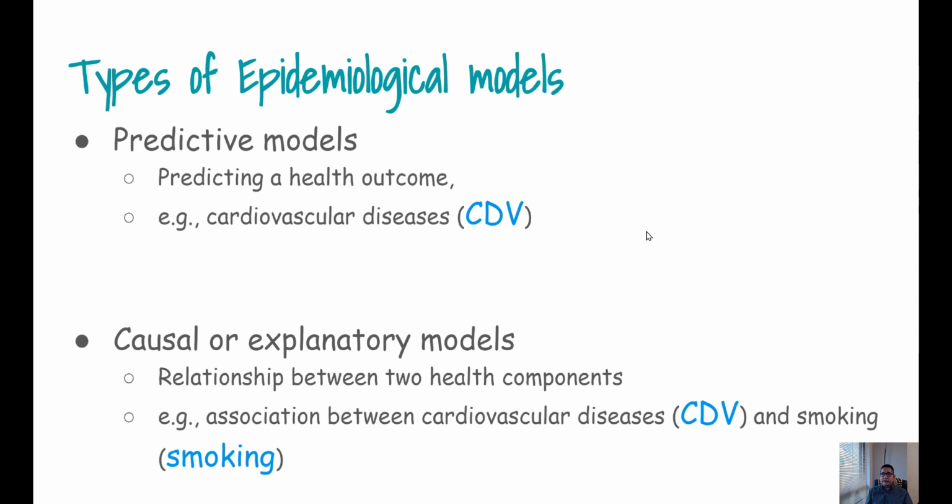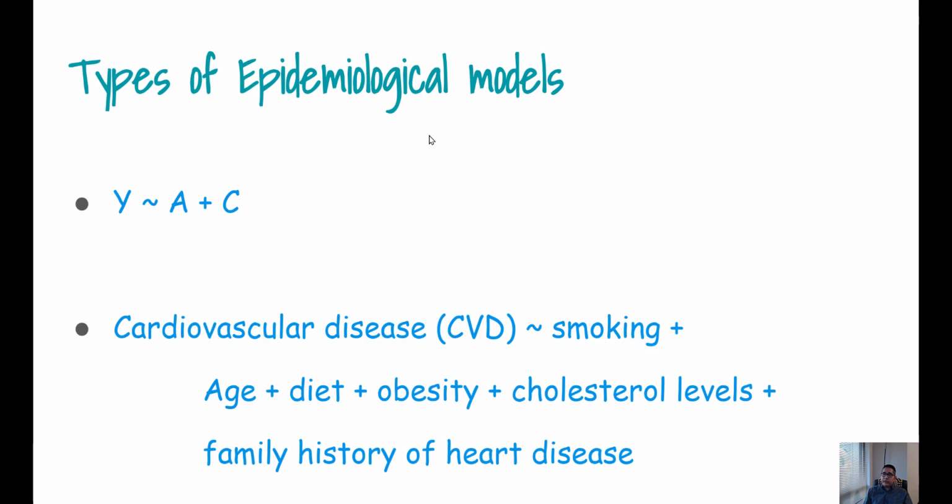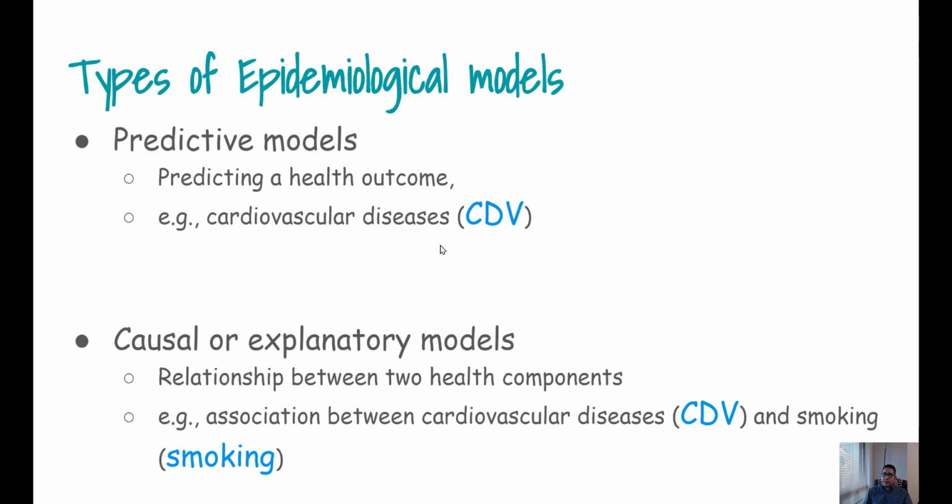So in the first case, when we are building our predictive model, smoking, age, diet, obesity, cholesterol level, family history of heart disease, all of these are predicting the cardiovascular disease status, right? But in the second case, we are trying to find the association between the cardiovascular disease and smoking, and everything else that can confound the relationship, we are adjusting for those, right? So in terms of epidemiological models, these are the two main types of models that we generally see.